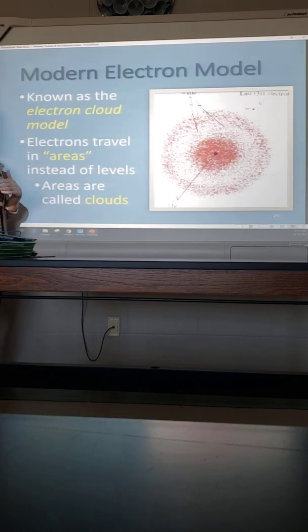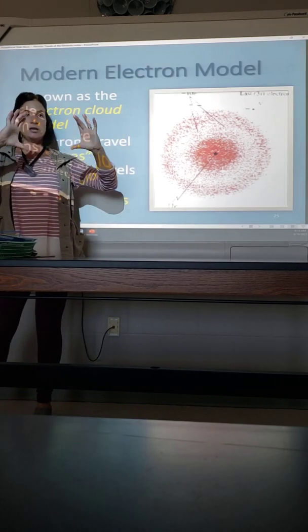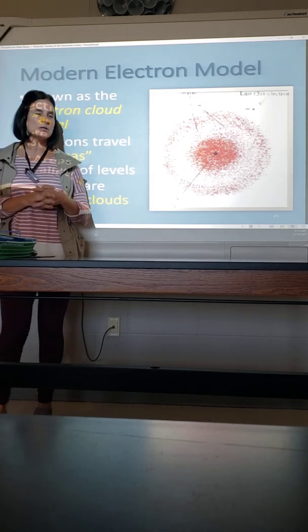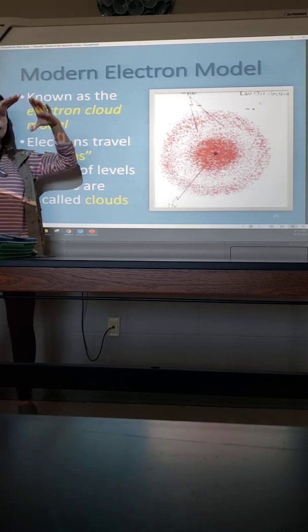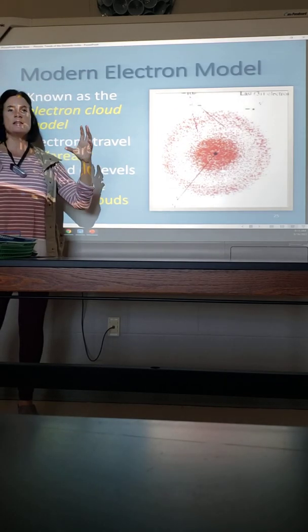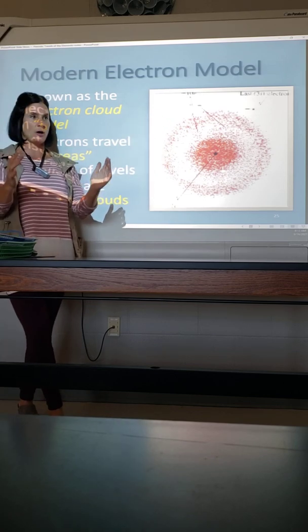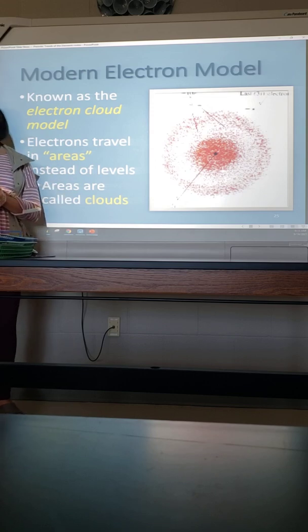That led to what we know now about electrons, and we call this the electron cloud model, where basically there's not these set perfect rings, like here's a level, here's a level, here's a level. It's not exactly like those perfect concentric circles, but there are areas that they can travel in. They stay within a region, and if they get excited, they can go up a level, or if they get unexcited, they can drop back down to their original level. And so they call these areas clouds.